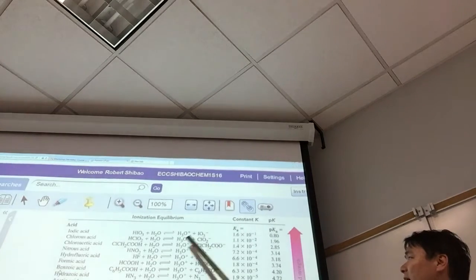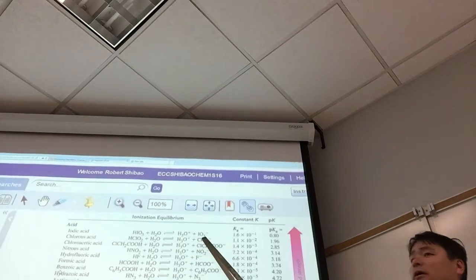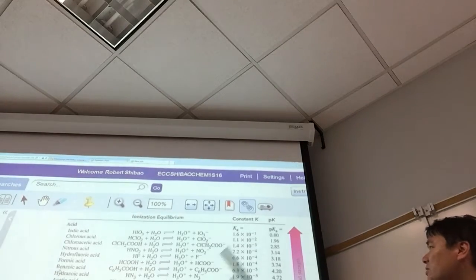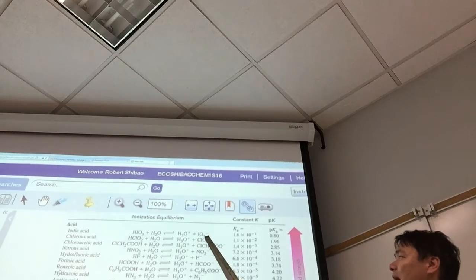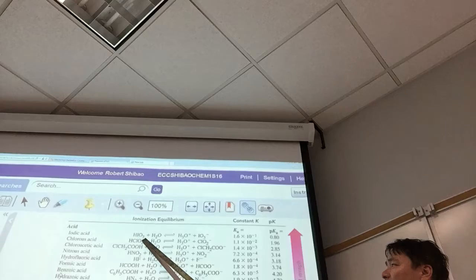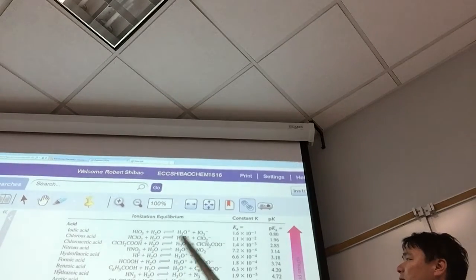You could add a strong acid. If you add strong acid, it would react with the iodate. Iodic acid should be fairly strong. If you add strong base, it'll react with the iodic acid, right? And so we can see different scenarios here.